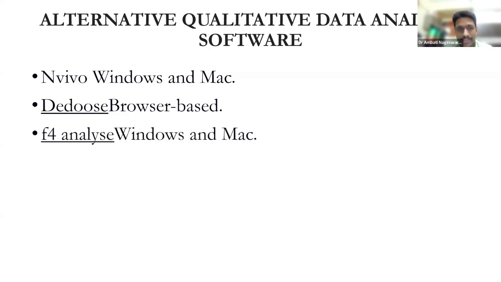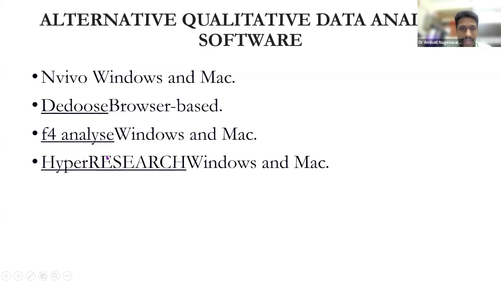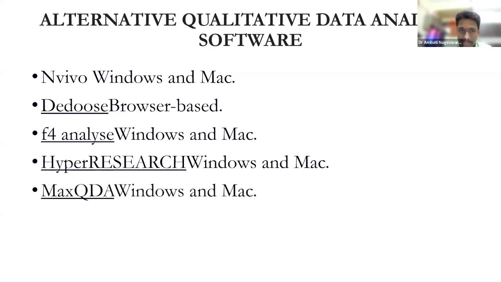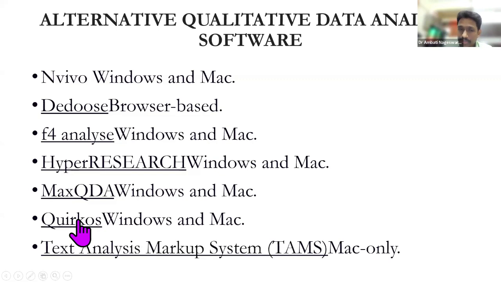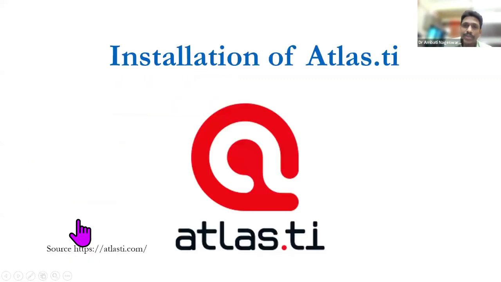Next one, I didn't see, but I got this list for your sake. There is a name called F4analyse. I haven't used it. I don't have any information about it. Even the next one is the same. HyperRESEARCH is both Windows as well as Mac. Next one is very popular, MAXQDA. This is another popular software, and even some of you might have heard about Quirkos. To some extent, in some of the countries people started using this particular software as well. So these are some of the alternative software one can use as a part of qualitative data analysis.